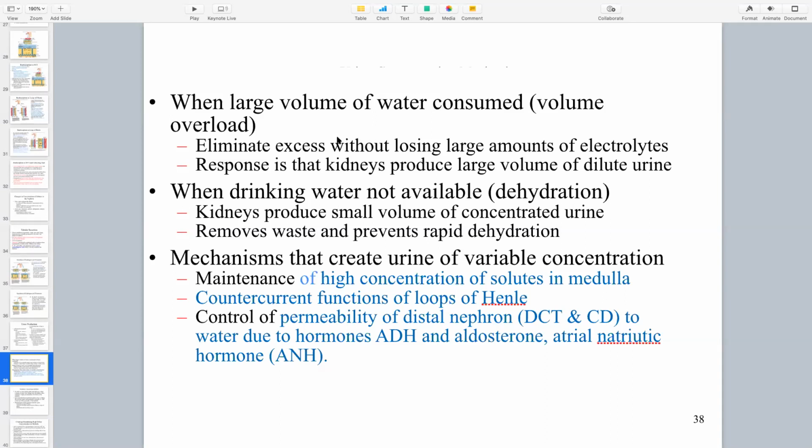Again, when a large volume of water is consumed, what we call volume overload, our kidneys do a great job getting rid of excess water and salts. It does a great job. There's almost no limit to how much it can get rid of, as long as you let yourself urinate. That's a big one.